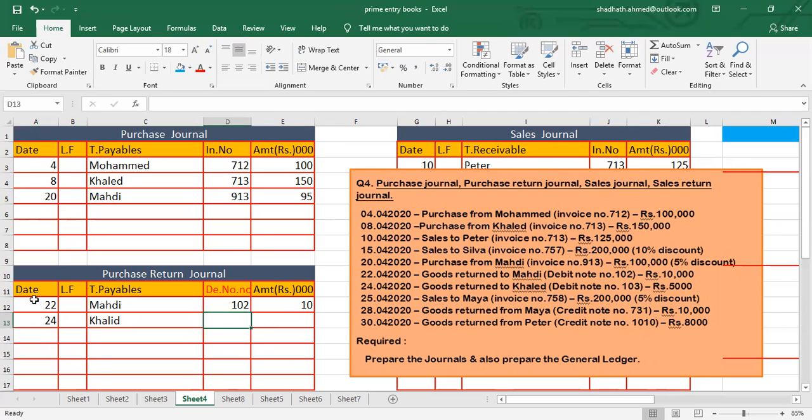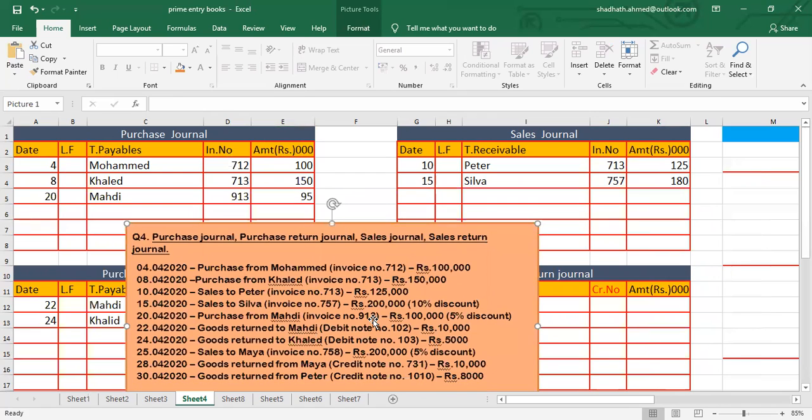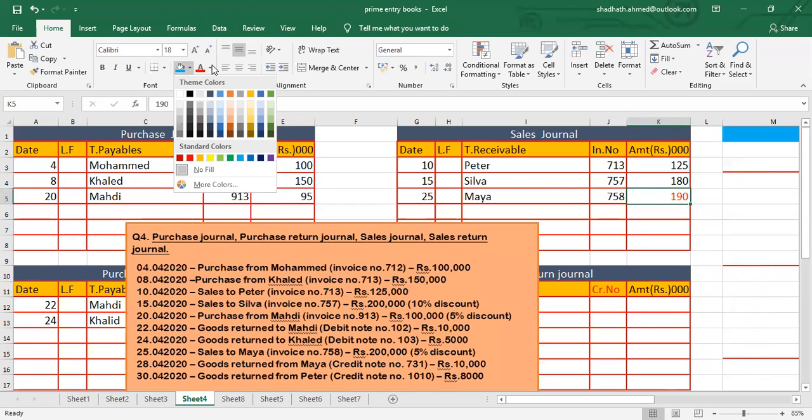Khalid. The debit note number is 103, 5,000. Sales to Maya on 25th, so sales journal, 25th, Maya. Invoice number is given to you, 758. The amount, sales to Maya, 200, 5% discount. So if you deduct, 190. Trade discount has no entries in accounts. Already we know that.